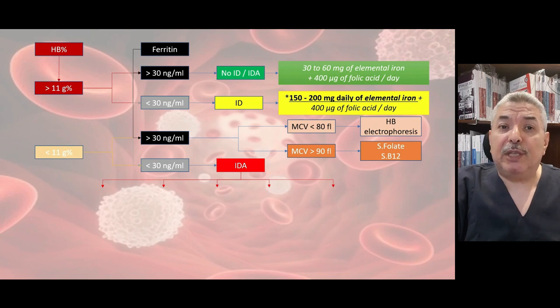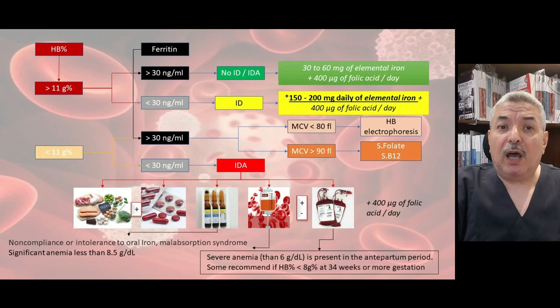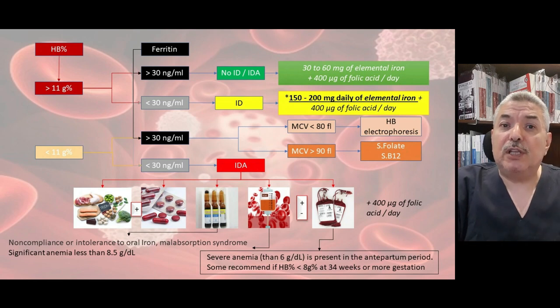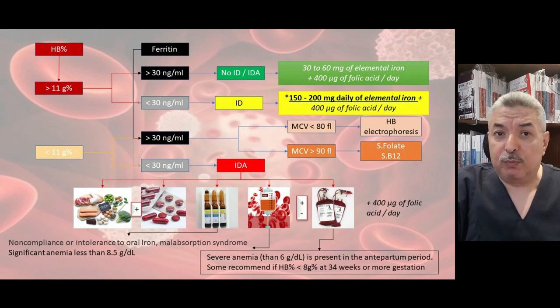Iron deficiency anemia treatment can be, number one, through diet plus iron supplementation. It can be through parenteral iron, intramuscular or intravenous. And it can be through packed RBC transfusion, and this will treat anemia but will not treat the iron deficiency. So still the patient needs iron, and still the patient needs folic acid in all forms of treatment. So if you give iron, you give folic acid with it.